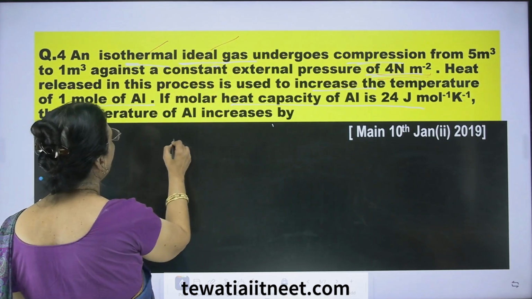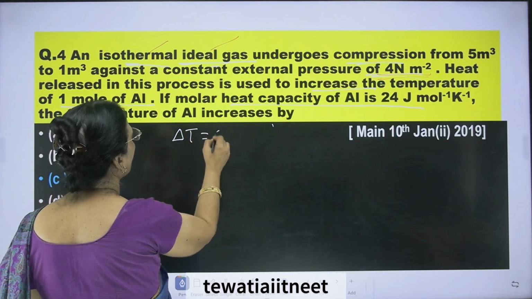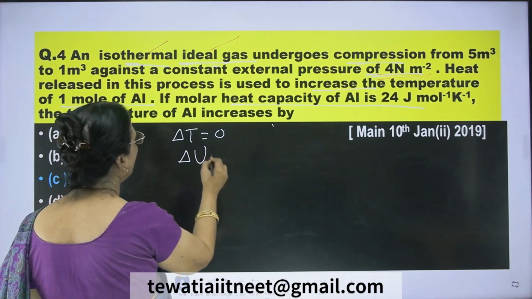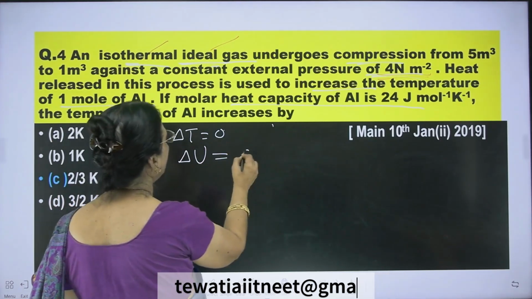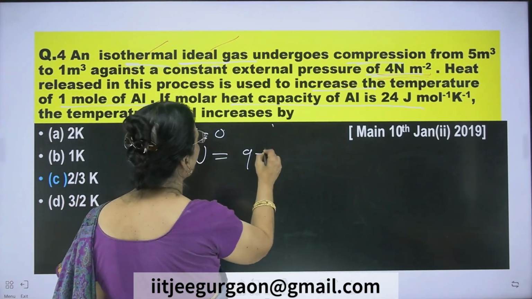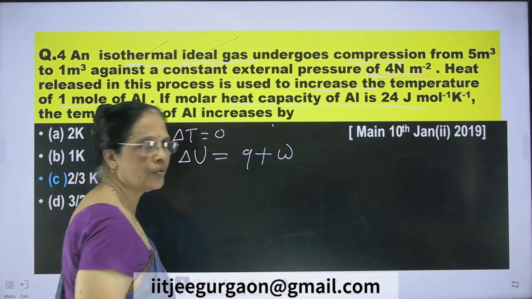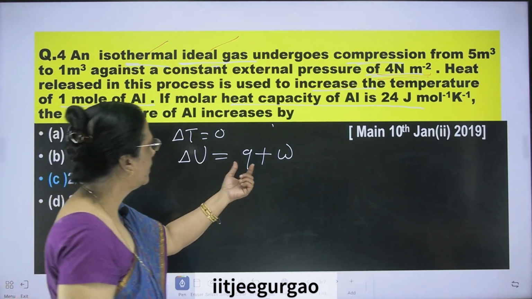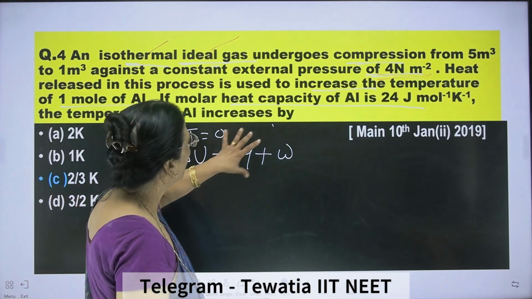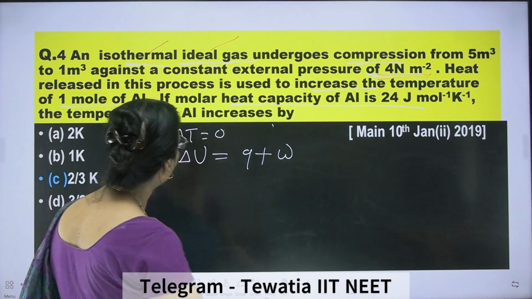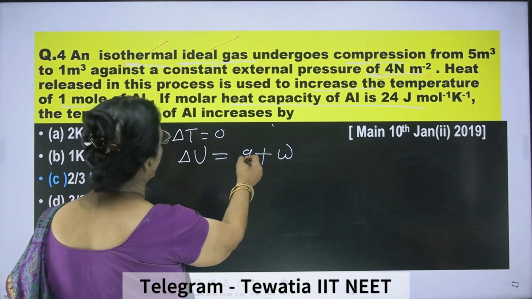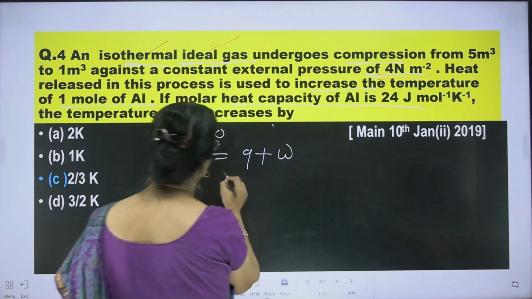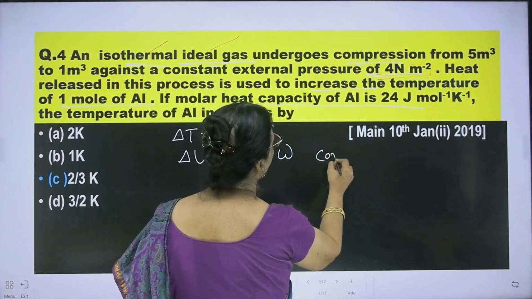Isothermal means here del T is equal to 0. Del T equal to 0 means, from the law of thermodynamics, we know change in internal energy del U is equal to Q plus W. This is your first law of thermodynamics. Change in internal energy, Q is heat, and this is your W, work done. Clear? Now the ideal gas undergoes compression, and here the condition is compression.